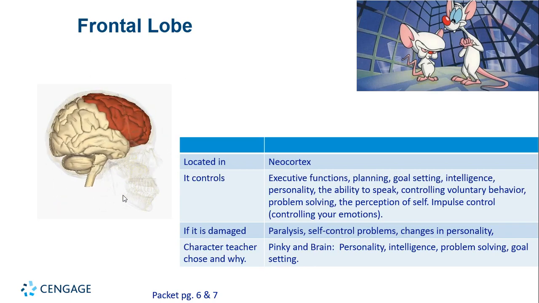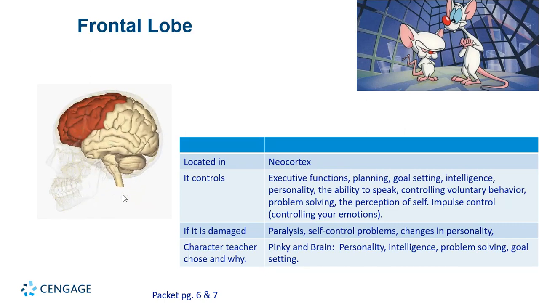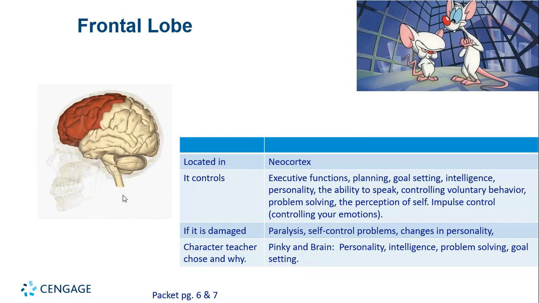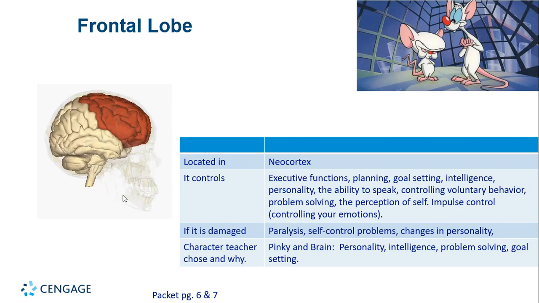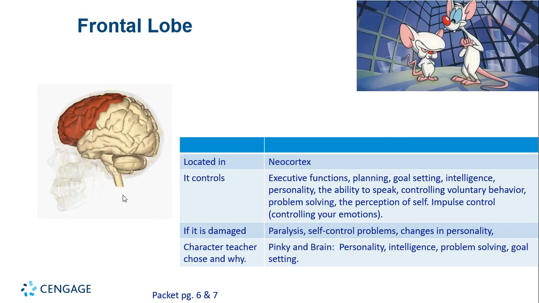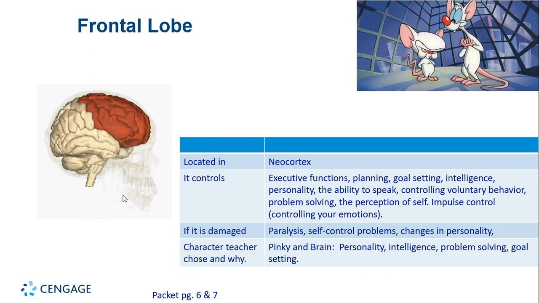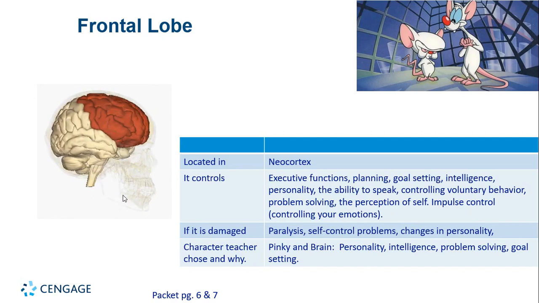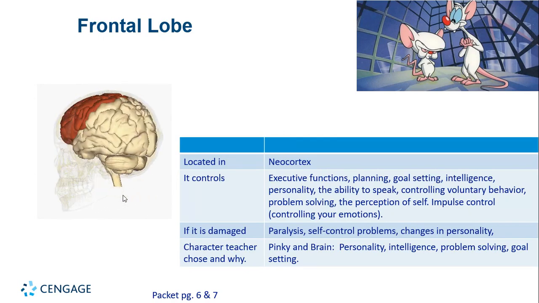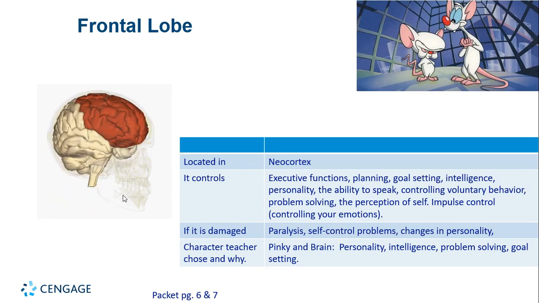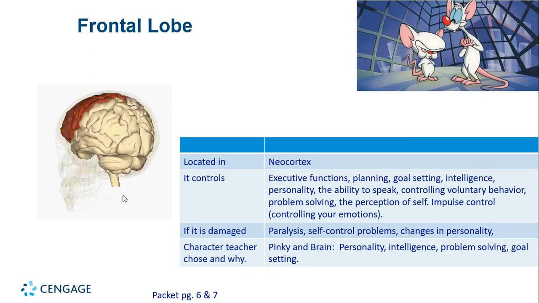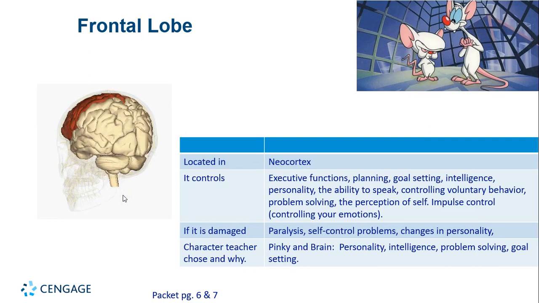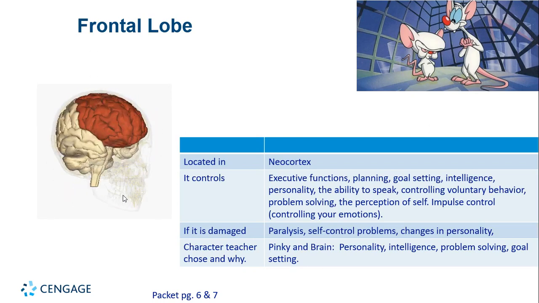The characters that I chose here are Pinky and the Brain, because first of all, they're smart mice. And even though one of them is smarter than the other, even Pinky is quite smart. He can speak and he has executive functions and they have goals. They want to take over the world and they have unique personalities. Pinky is very caring and he cares a lot about Brain and his emotions. And Brain, on the other hand, is a little bit more cold and calculating. Either way, their personalities are highly controlled by their frontal lobes.